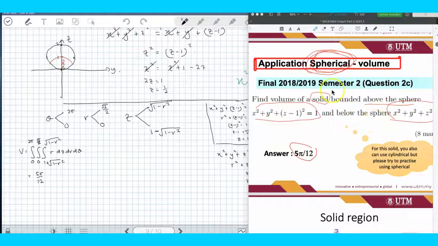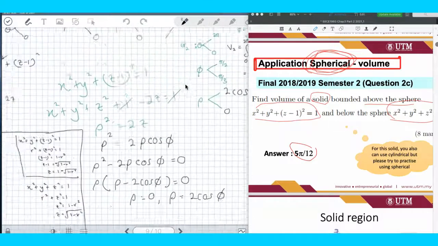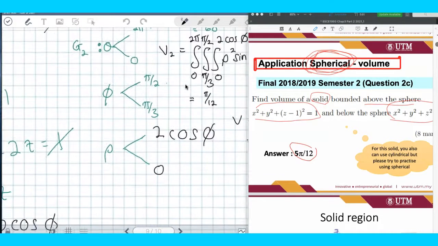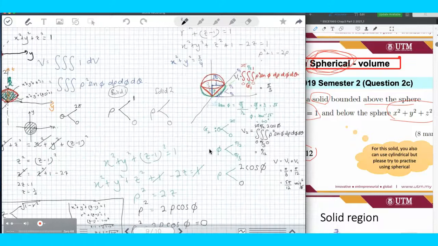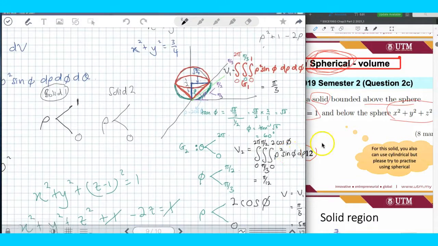Okay, so based on the similar example here, in the previous video we already showed it using spherical coordinates, where the volume of the solid is 5 pi over 12. But it looks a bit messy because you have to split the solid into two. So now we want to look at whether it is possible to solve it using cylindrical coordinates.